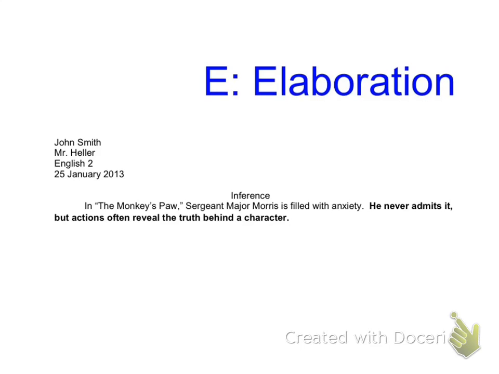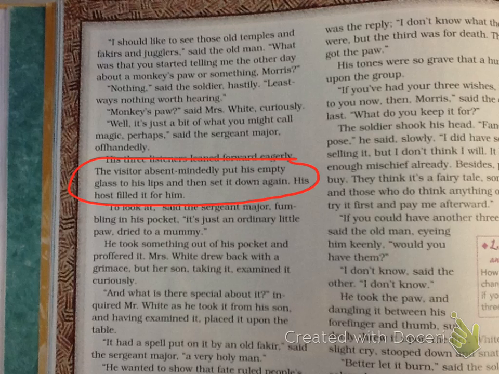The next step is to elaborate on the main idea. He never admits it, but actions often reveal the truth behind a character. At this point, I have the M and I have the E, which elaborates on the M. The next step is to come up with a link.